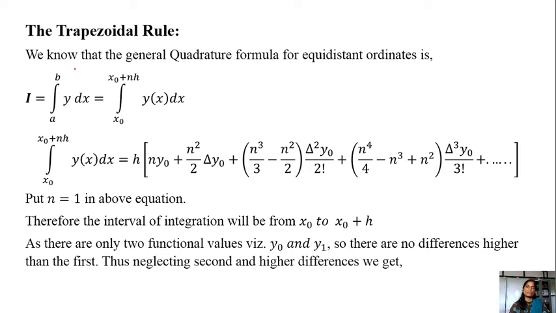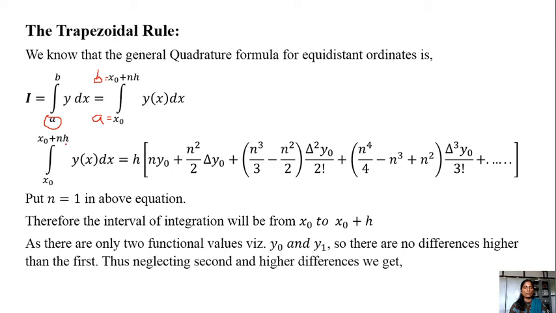So we know that the general quadrature formula for equidistant ordinates is integration a to b y dx, where a you may call x naught, the initial argument, and the final argument is x naught plus nh, that is nothing but your b. So remember, x naught is nothing but your a, and x naught plus nh is nothing but your b, and the integration is the same, y of x dx. So y is a function of x, and we derived this formula in the last lecture.